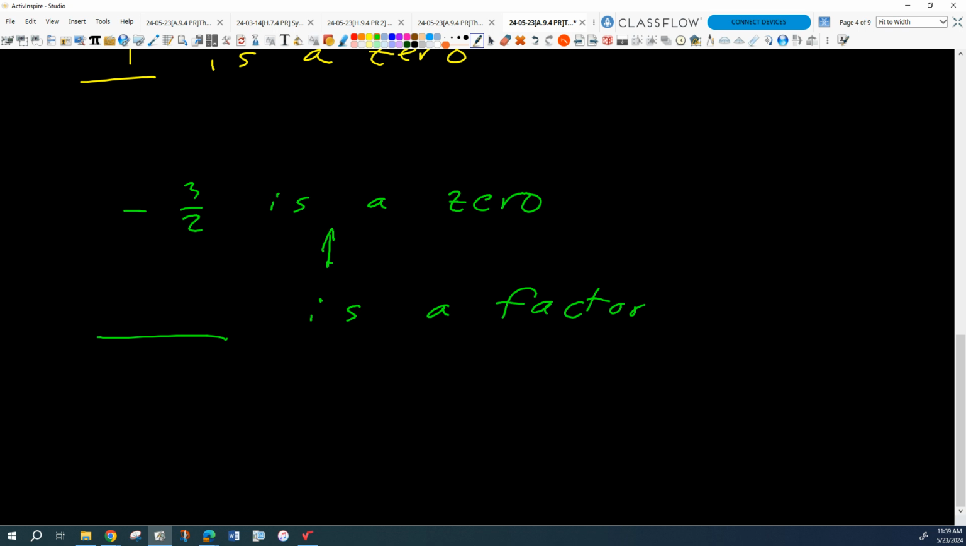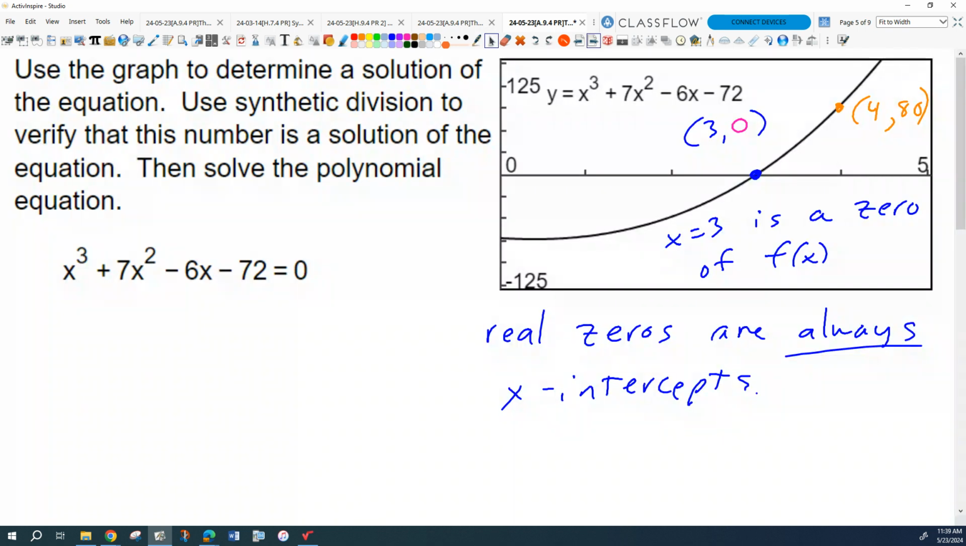What's the factor? X plus 3 halves. Exactly. X minus negative 3 halves, which is x plus 3 halves. You got it. Okay, that's the factor theorem. That's the factor theorem.